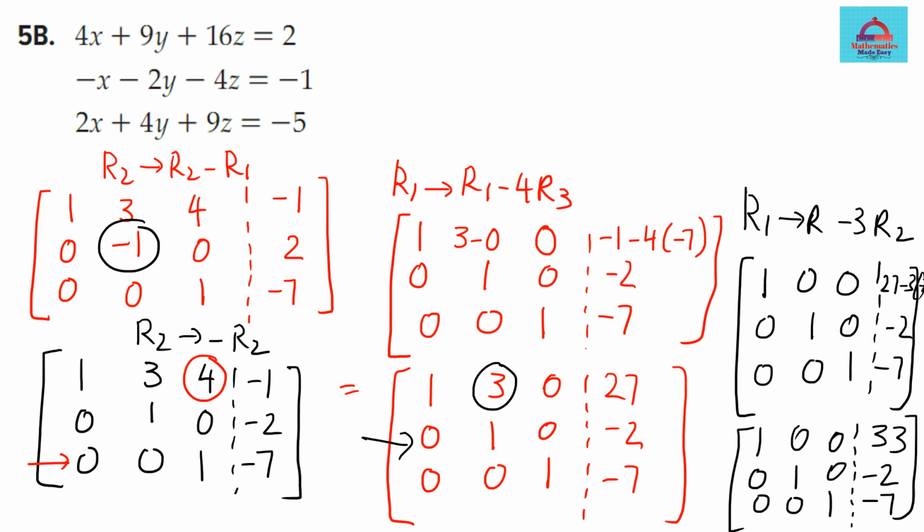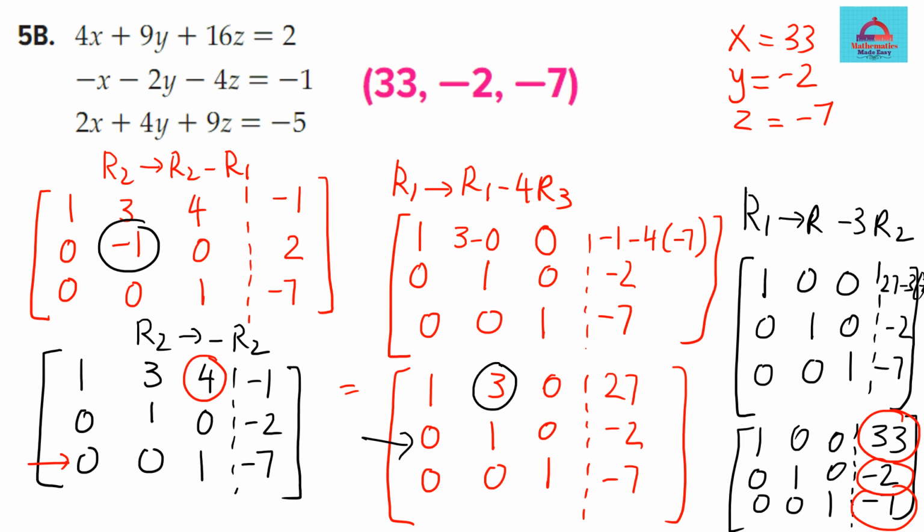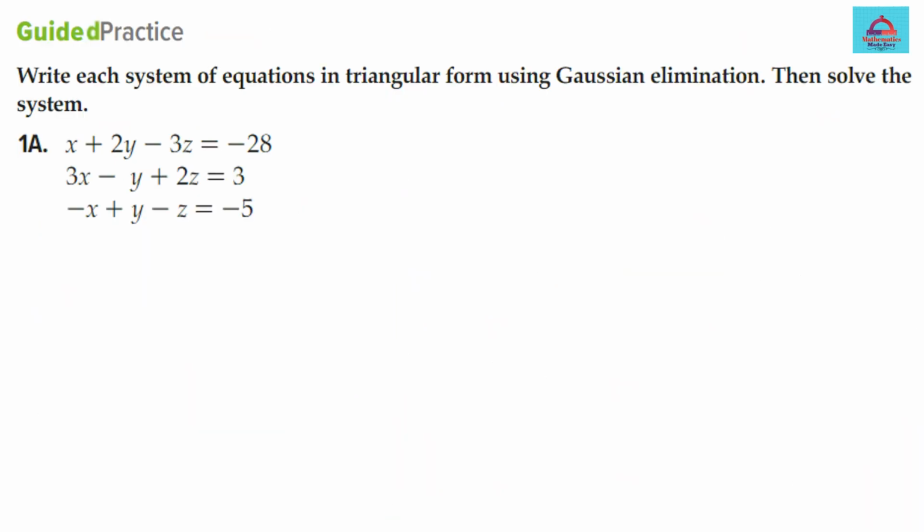So what's your final answer? We need the variables. So x is the first variable, equal to 33, y is the second variable, equal to minus 2, and z is the third variable, which is equal to minus 7. So this is our final answer. That completes the Gauss-Jordan elimination method to get your solution x, y, z.